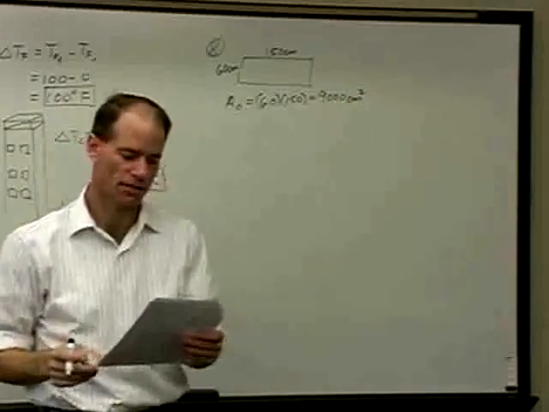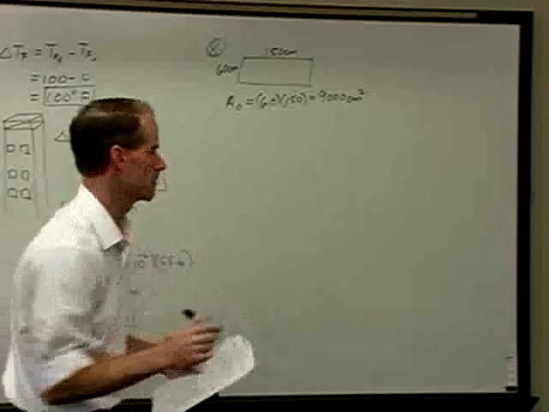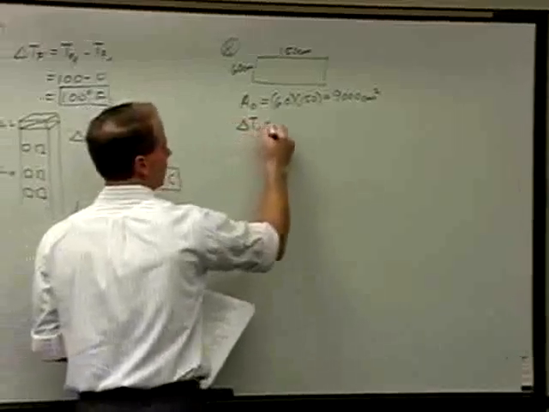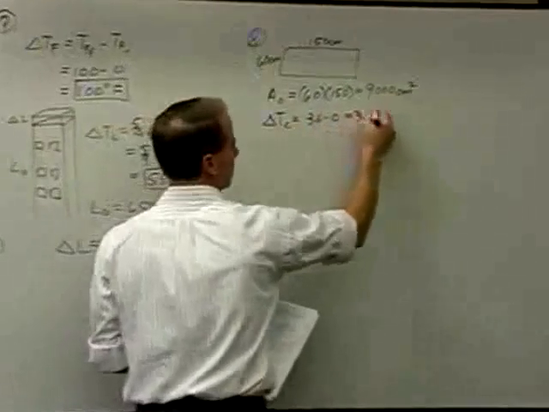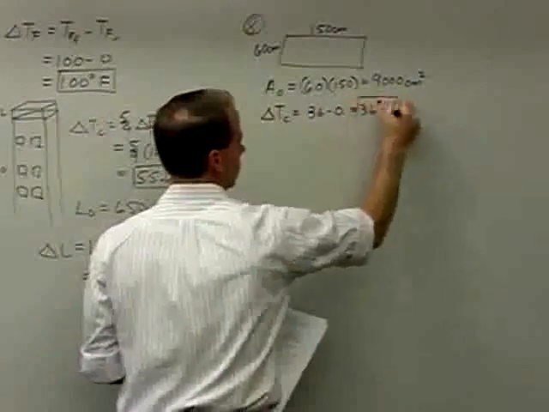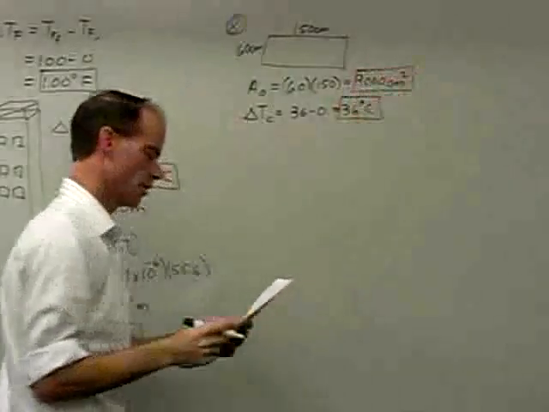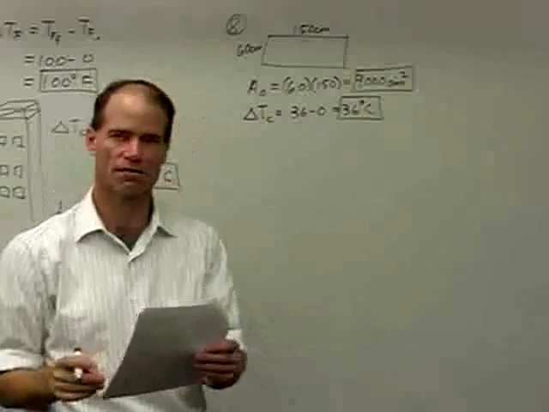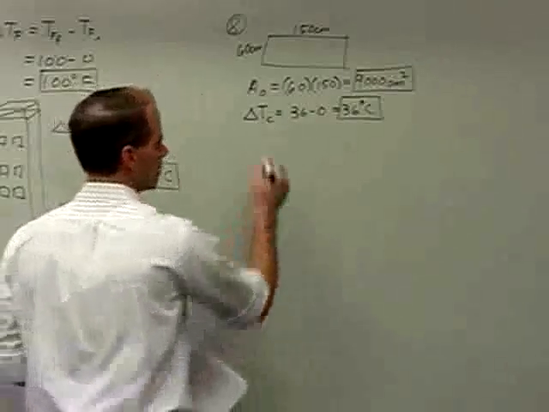And our change in temperature, we went from 0 degrees Celsius to 36 degrees Celsius. So our change in temperature would be 36 minus 0, or 36 degrees. And we're given that the linear coefficient of expansion of glass was 9 times 10 to the minus 6 per degree Celsius.